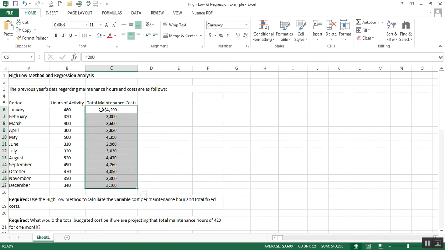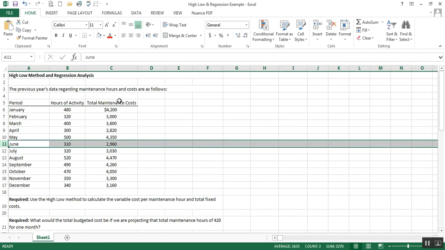Basically, a portion of the total maintenance cost is going to be driven by how many hours we're working on this maintenance. So we're going to use the high-low method to calculate the variable cost per maintenance hour, and then we'll calculate the total fixed cost. The first step is to find the highest cost and the lowest cost, with the corresponding highest level of activity and corresponding lowest level of activity.